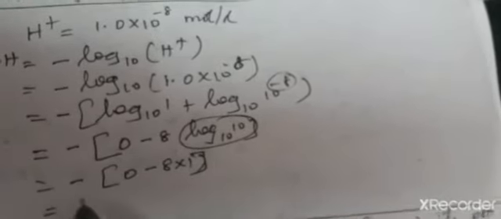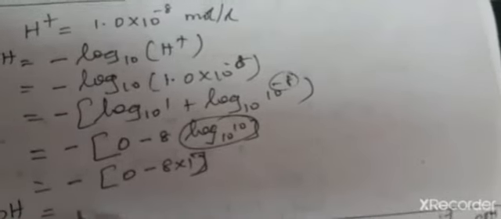So you can write log 10 is going to be 1. So minus 8 into 1, that is minus into minus plus. So you are going to have the pH value equal to 8. The pH value is 8. So the pH of a solution of hydrogen ion concentration 1.0 into 10 power minus 8 mole per liter is 8. Then next is a simple calculation based on the relationship between pH and pOH.